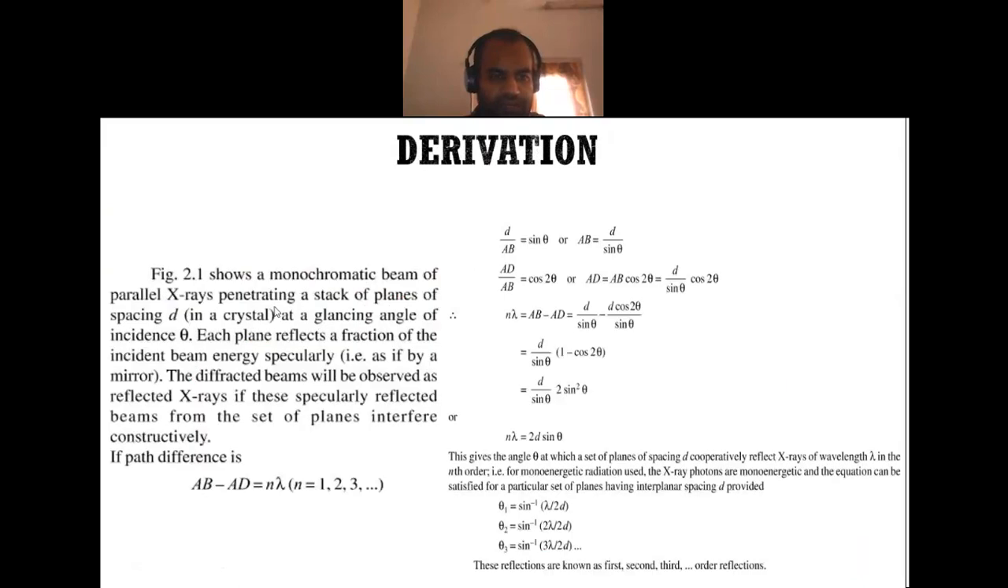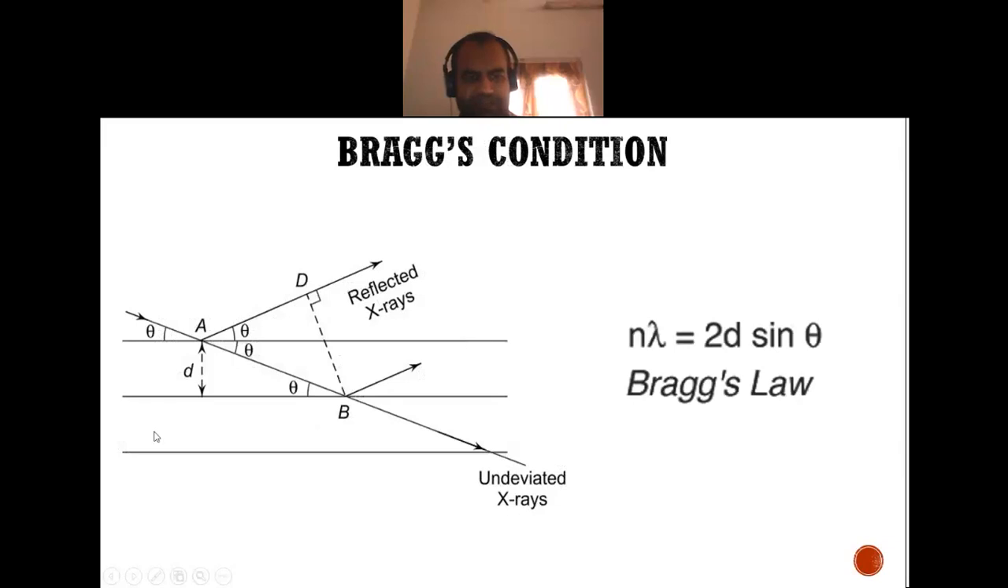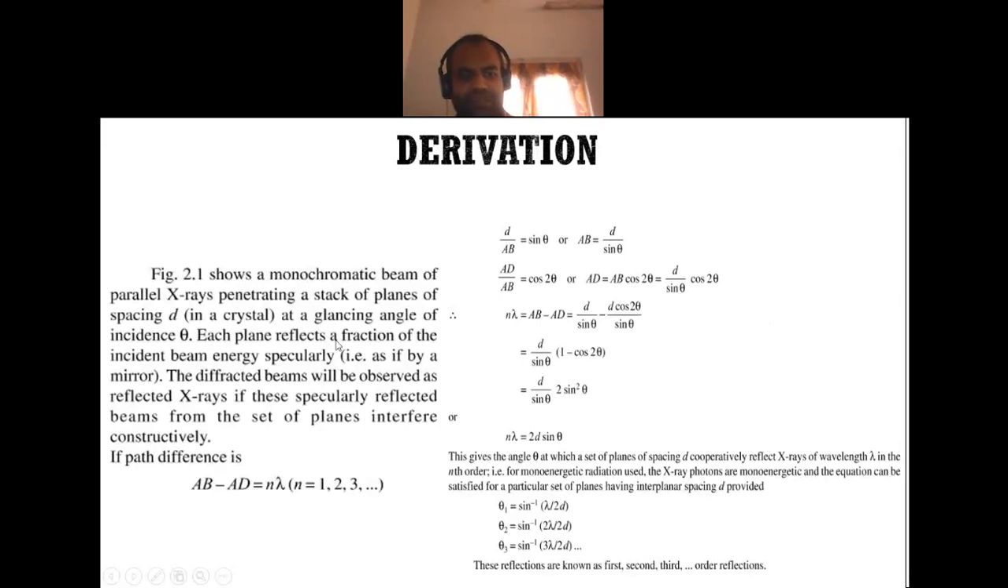Let me read what is here. The figure shows a monochromatic beam of parallel X-rays. I hope you know already what a monochromatic beam is: it has a single wavelength. It penetrates a stack of planes of spacing d in a crystal at a glancing angle of incidence theta. Stacking planes means these three planes, as I have already shown you with annotations. Each plane reflects a fraction of the incident beam energy specularly, as if by a mirror.